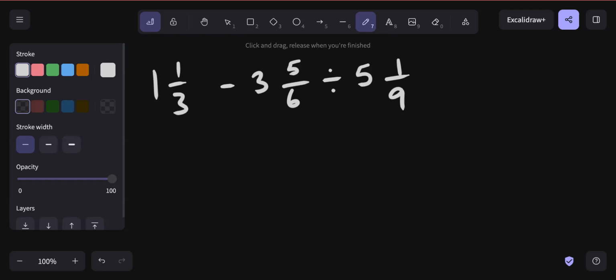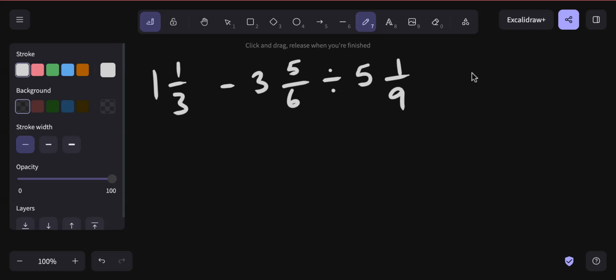Cool. All right, now the first example is 1 and 1/3 minus 3 and 5/6 divided by 5 and 1/9. Now, I chose this question because there are no clear lines of demarcation in terms of what you need to do first. What operation comes first? And that is why we teach a topic called order of operations, right?